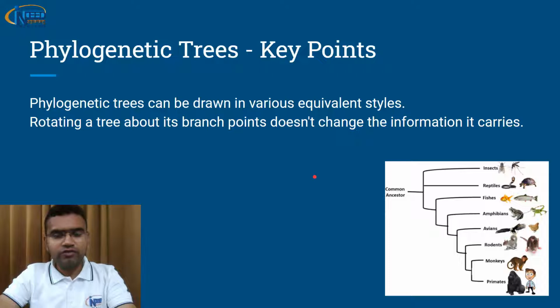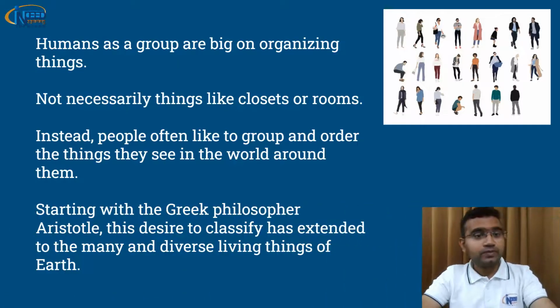Phylogenetic trees can be drawn in various equivalent styles. If you rotate a tree about its branch points, it doesn't change the information it carries. For example, now the monkeys can take the place of primates and primates can take the place of monkeys. The tree has been rotated at this particular branching point. Does this change any information? The answer is no, it does not change any kind of information. Both trees are the same.